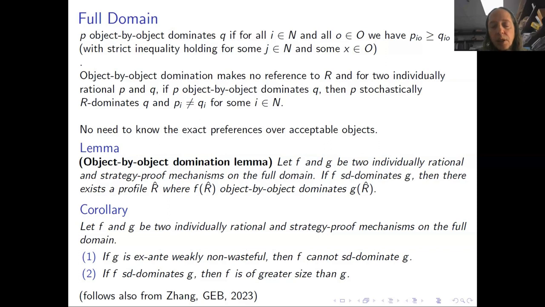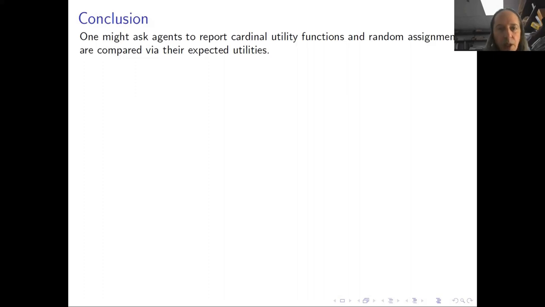Once you have this, you can actually get some corollaries of the two results. Take a mechanism individually rational and strategy-proof on the full domain. If G is weakly non-wasteful, so it always gives probability 1 to acceptable objects, then F cannot dominate G. And also, if F stochastically dominates G, then F must be of greater size than G, because with this object-by-object domination, at some profile F must give more probability to objects than G. Conclusion.